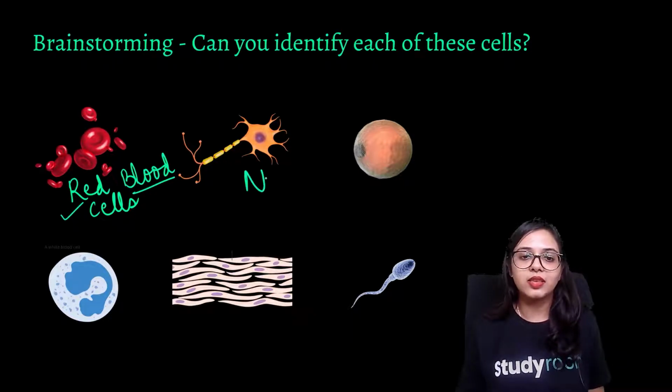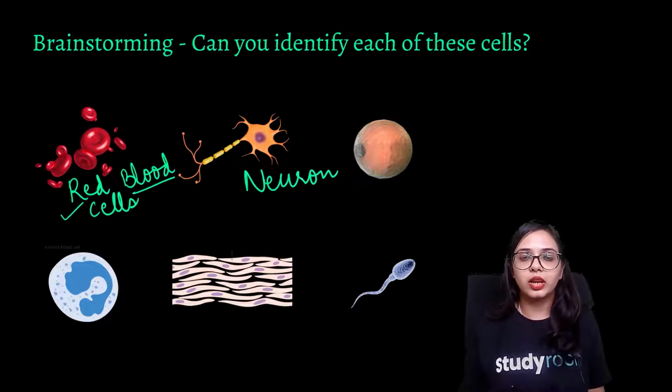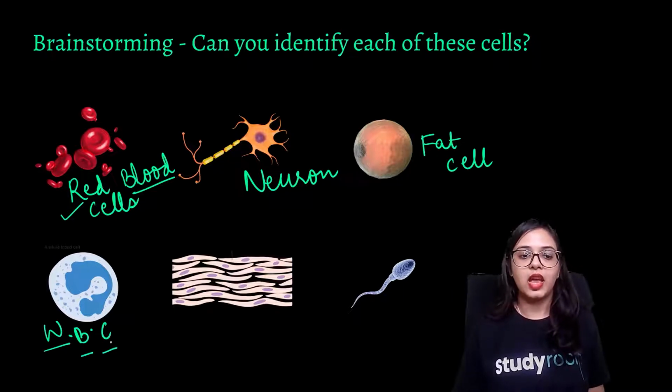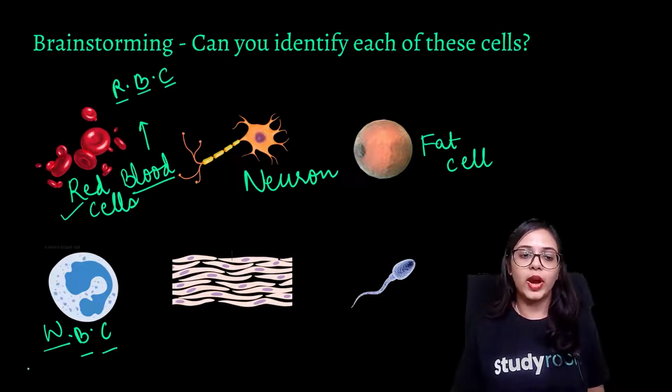This is your neuron, your nerve cell. These cells are there in your brain, your spinal cord, etc. This is your fat cell. This is your WBC, the abbreviation for white blood cell. For example, here there is a red blood cell. I can also abbreviate it as RBC, where R stands for red, B stands for blood, and C stands for cell. Similarly, over here, W stands for white, B for blood, and C for cell.